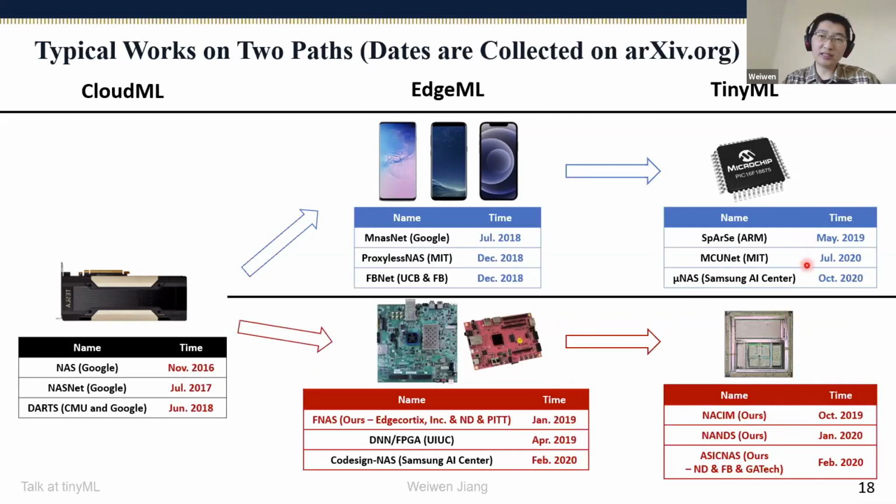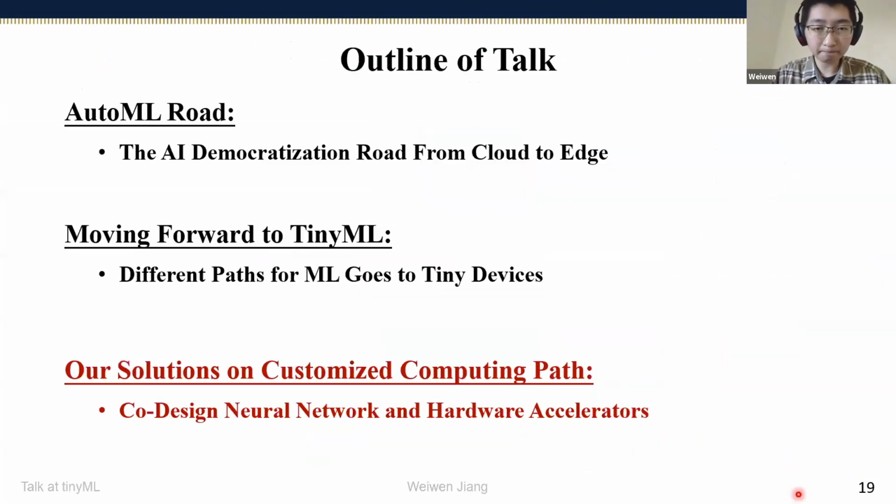This slide demonstrates the typical research works for all computing platforms. We can see that Google leads the AutoML for the cloud and mobile phones, while our works lead the co-design framework for the FPGA and the ASICs. In the following, I will present our work on ASICNAS, which is in collaboration with Facebook and Georgia Tech.